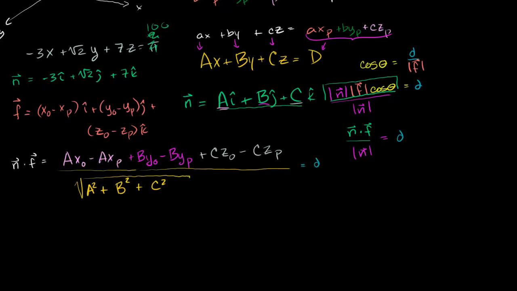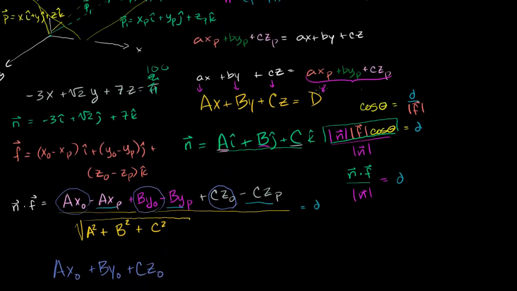So first we can take all of the terms with the x naught. These involve the point that sits off the plane. Remember, x naught, y naught, z naught sat off the plane. So this is a x naught plus b y naught plus c z naught. And then what are these terms equal to? Negative a xp minus b yp minus c zp.